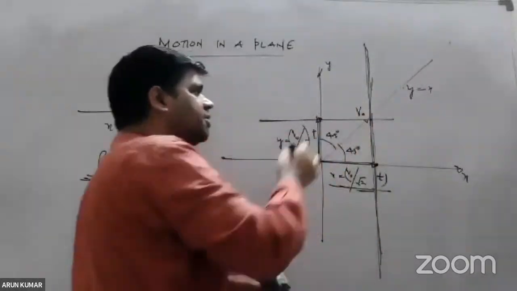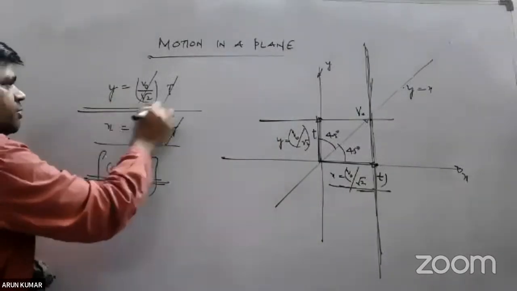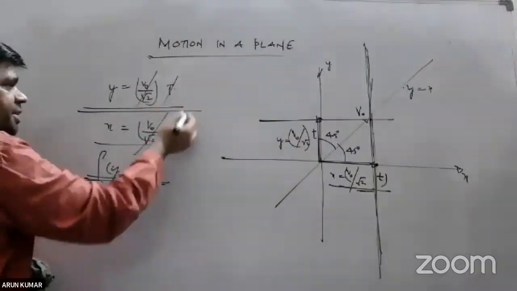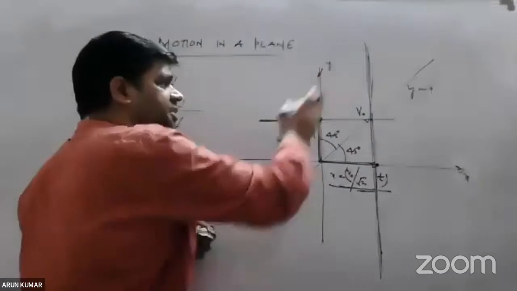To find how this point moves, I'll write the horizontal motion equation and the vertical motion equation. I'll eliminate t. I'll get y is equal to x, or some equation, which is the equation of the trajectory of the particle.